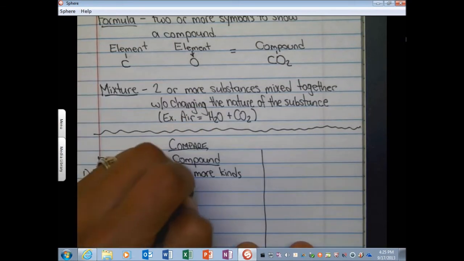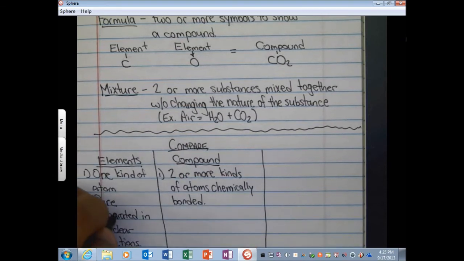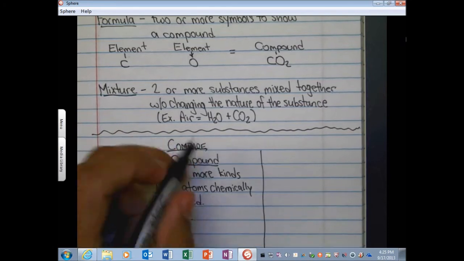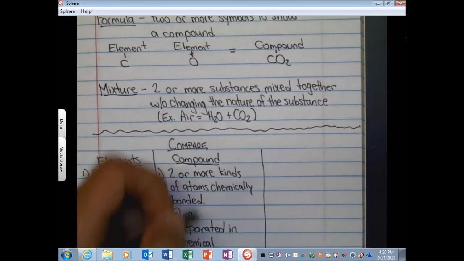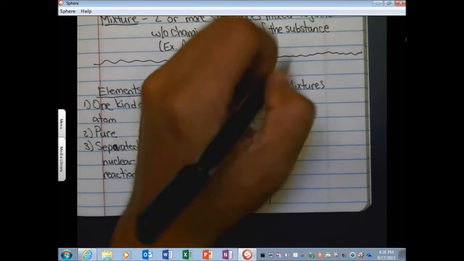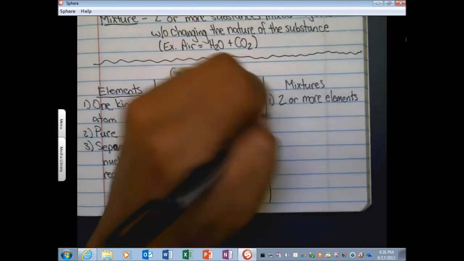The next is compound. Again, compounds are two or more kinds of atoms that are chemically bonded. They're like super tight. But they are still pure, just like how water is. They can't be separated. And if they are separated, they're only separated in chemical reactions. There's something that they have to react with in order to become separated. Otherwise, they're going to stick together forever.